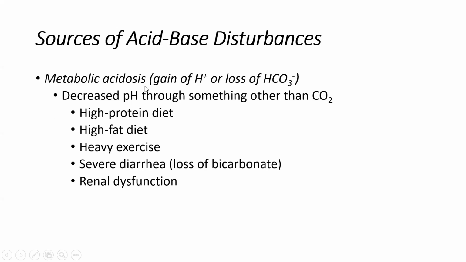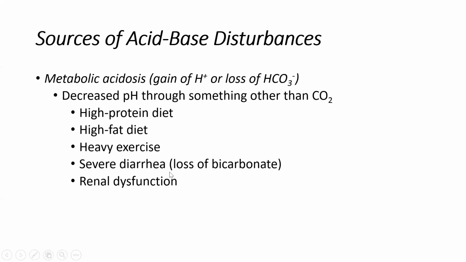And so we can speak about a metabolic acidosis as a state of gaining excess hydrogen ions or losing excess bicarbonate ions. And this can be brought about by a few different ways, but not through the lungs. So anything other than CO2 will contribute to a state of metabolic acidosis. That can be a high protein diet, that can be a high fat diet, lots of exercise, again, creating more lactic acid. That can be severe diarrhea. So if we have a lot of diarrhea going on, we lose some of that bicarbonate through the feces, through that watery component of the feces. And then renal dysfunction can contribute to that as well.